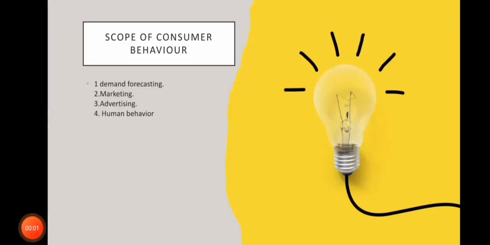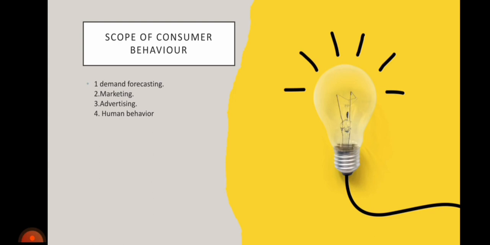Scope of consumer behavior. Now let's study the scope of consumer behavior. Demand forecast is the first scope of consumer behavior. Demand forecasting. Yes, a marketer can easily estimate the demand for their product if they know how consumers would behave and react after seeing their product in the marketplace. In the future, they can even increase the demand for their products and services after knowing the consumer behavior in detail.